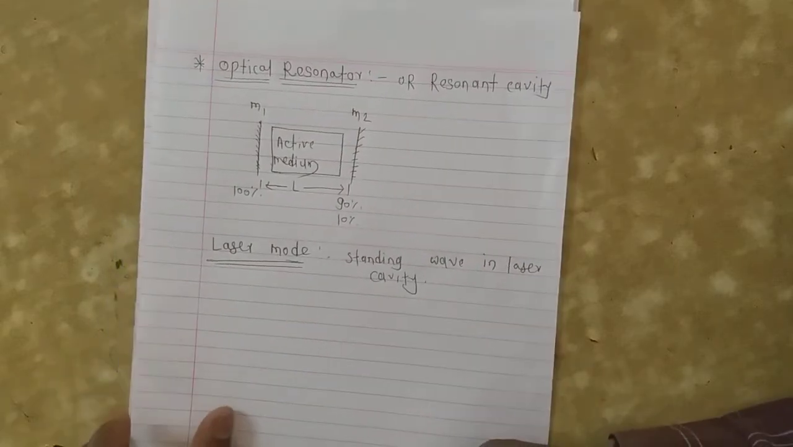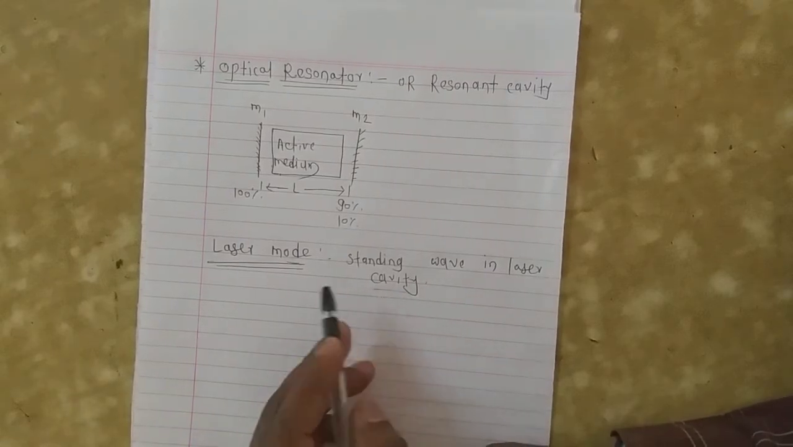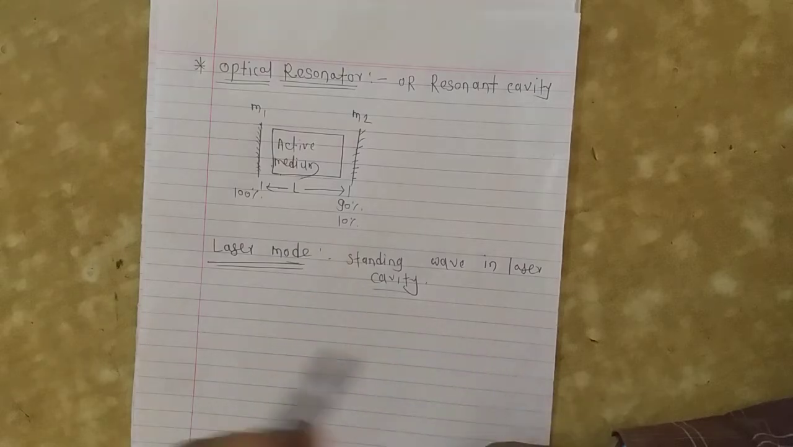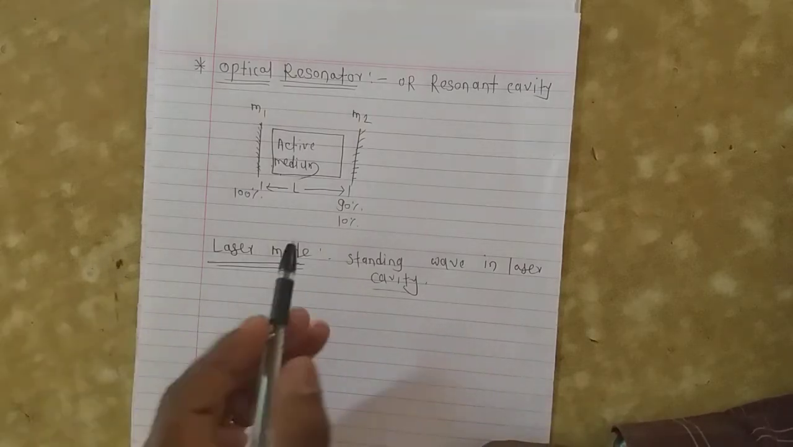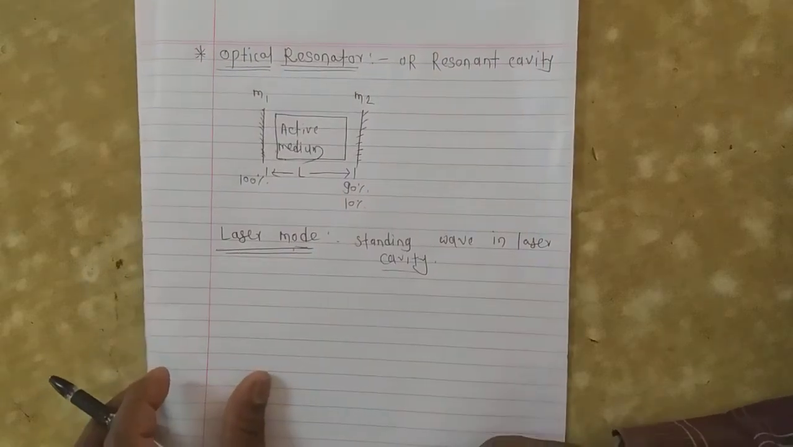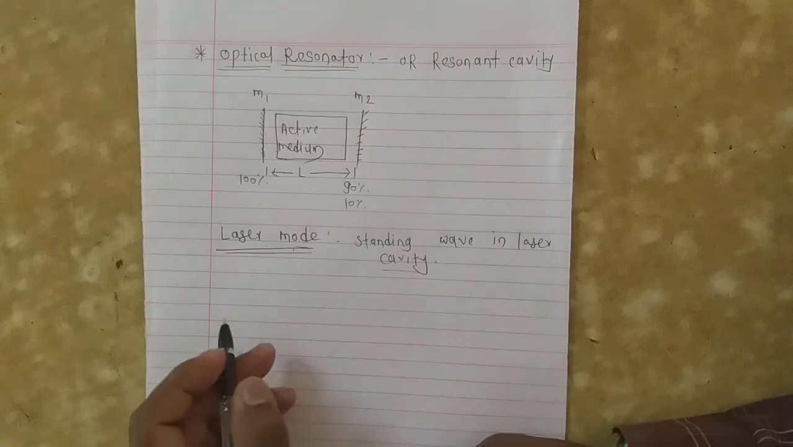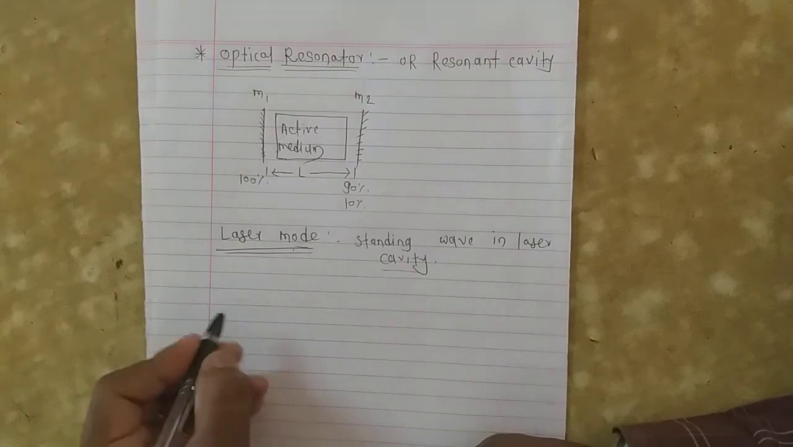What is meant by laser mode? The laser mode means the possible standing wave in that laser cavity, because light is reflected again and again. There is a loss, and that loss is associated with that mode, and that mode is a standing wave in the laser cavity. And that dissipation of energy, the loss of energy, is expressed in terms of quality factor Q.